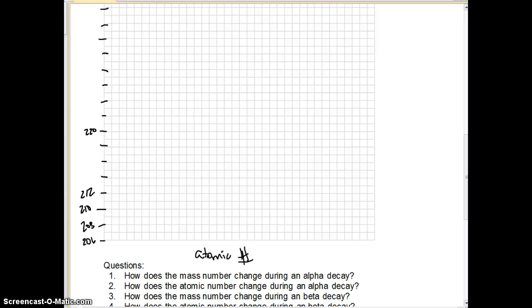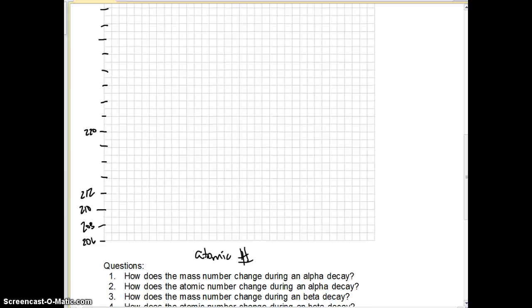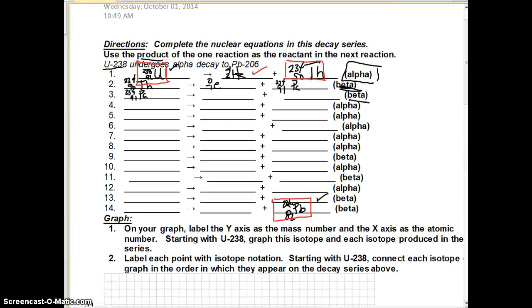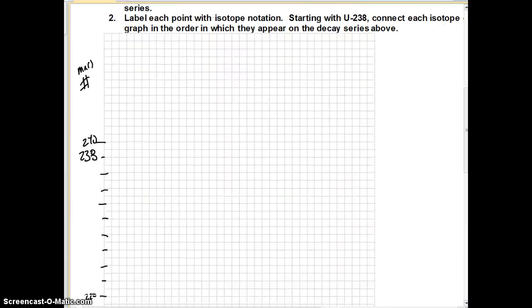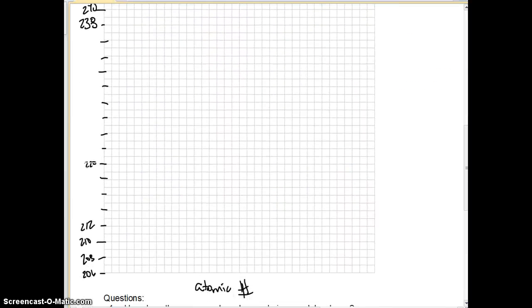Okay, we're going to do something a little bit different for my atomic numbers. Now, if I scroll back up here and I look at my atomic numbers, they start at 92 and they end at 82. So I don't have very much range. I only have a range of 10. So I think what I'm going to do is make every box a value of every 2.